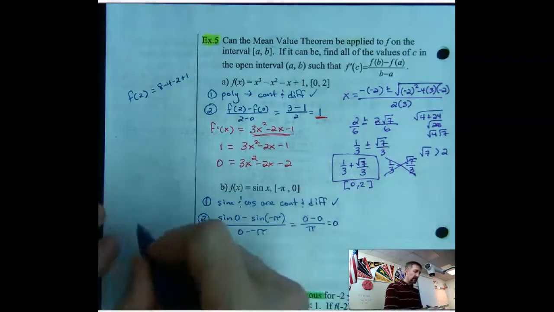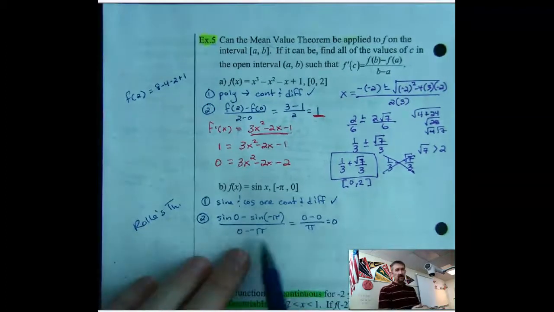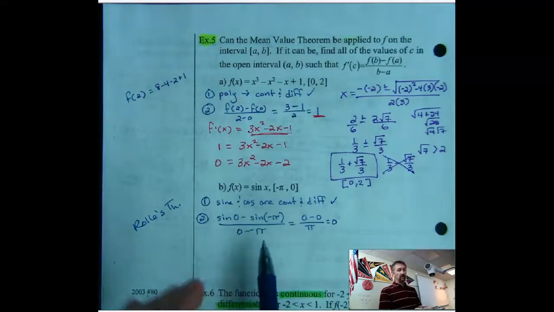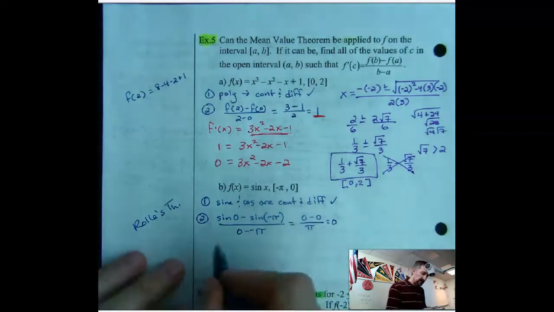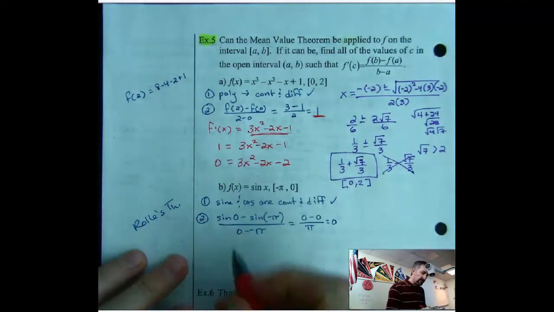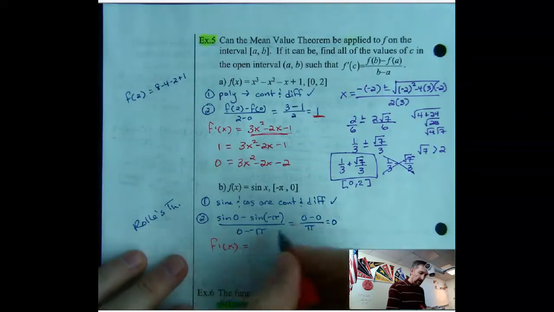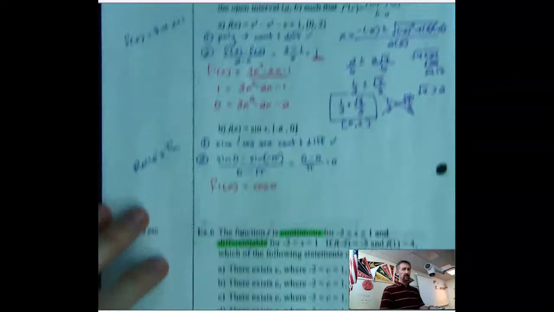So actually, this is Rolle's theorem, but it shows you that it's the same process. If you were to calculate the slope in Rolle's theorem, you'd get 0. And then what are you doing? You're setting the derivative equal to it. Well, let's do that. So the derivative of this is cosine. Hopefully everybody's good with that.